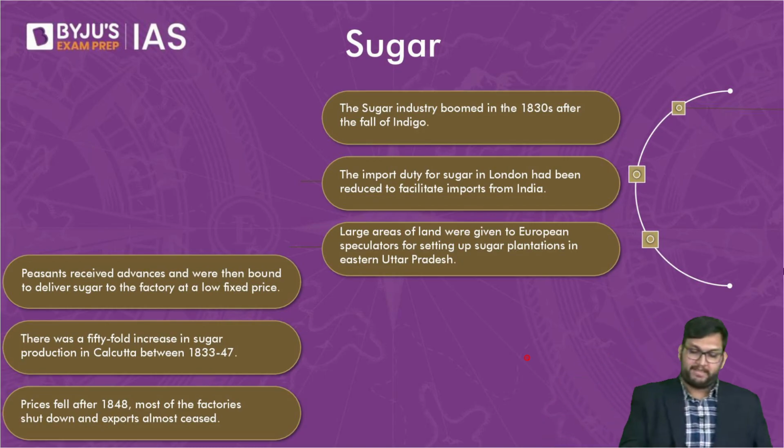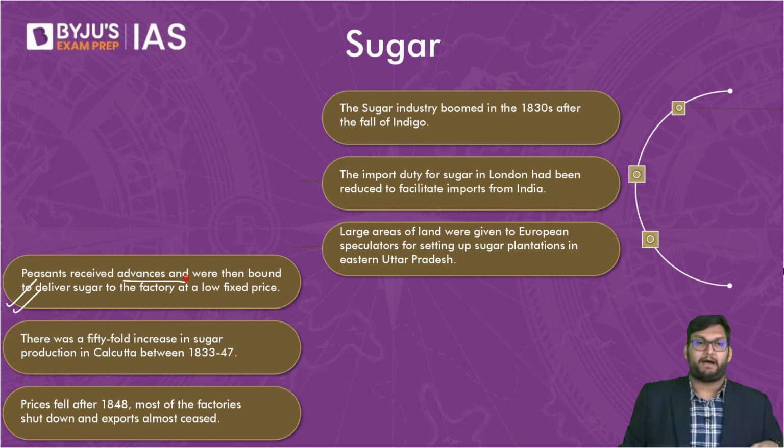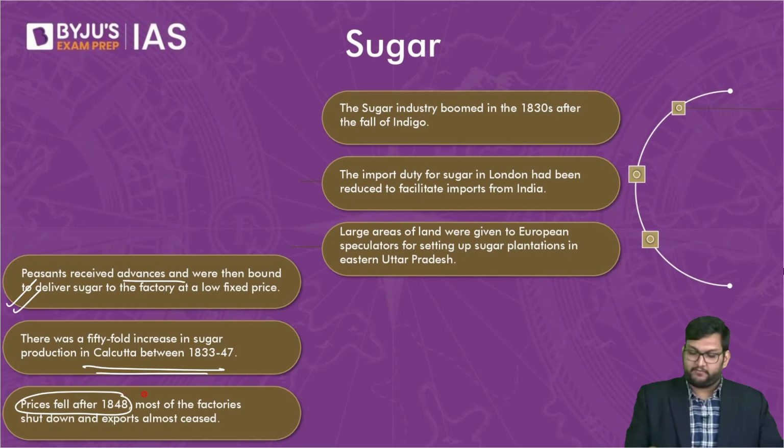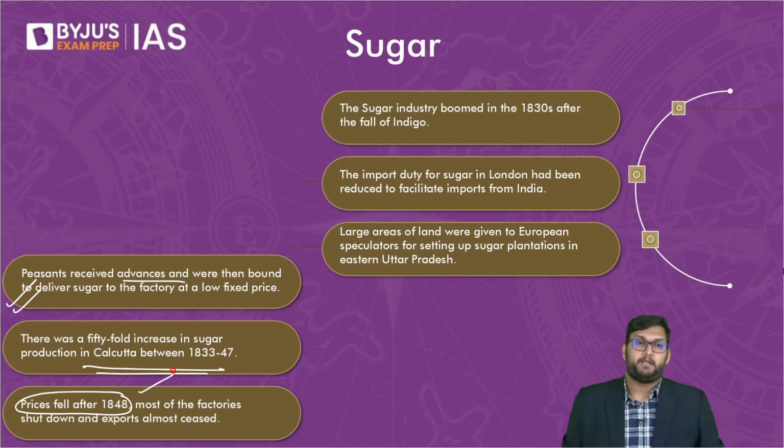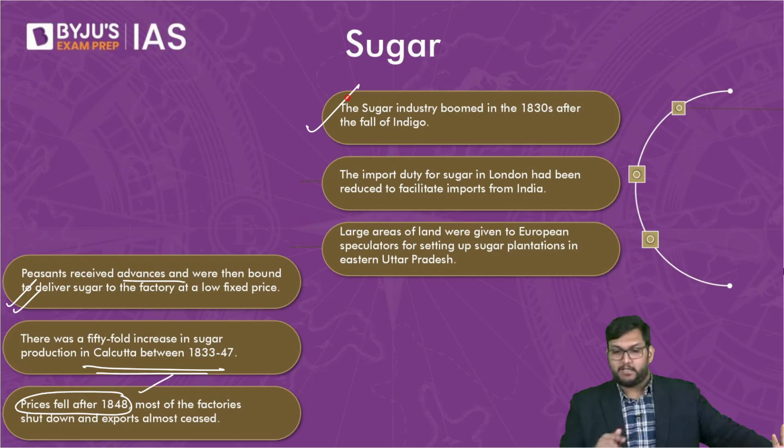So the peasants received the advances and were bound to deliver sugar to the factory at a fixed price. There was a 50-fold increase in sugar production between 1833 and 47. Prices after 1848 will fall. However, they will still force us to produce sugarcane, though it will boom after the indigo decline.